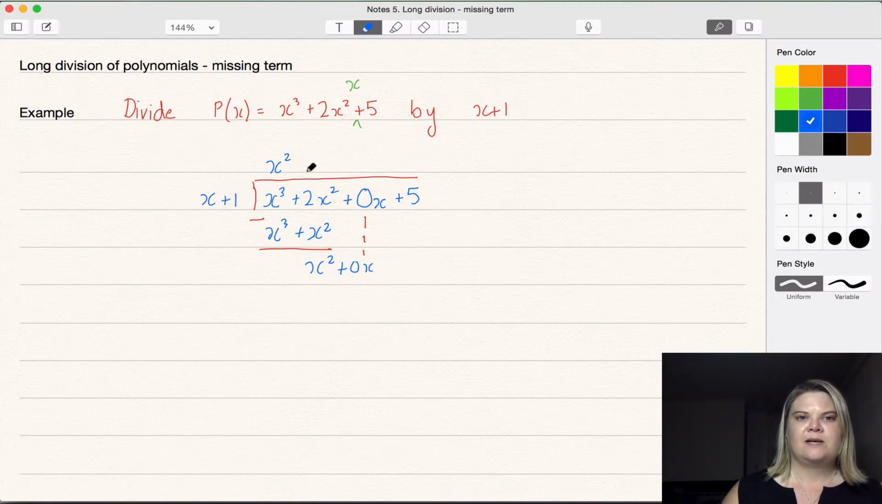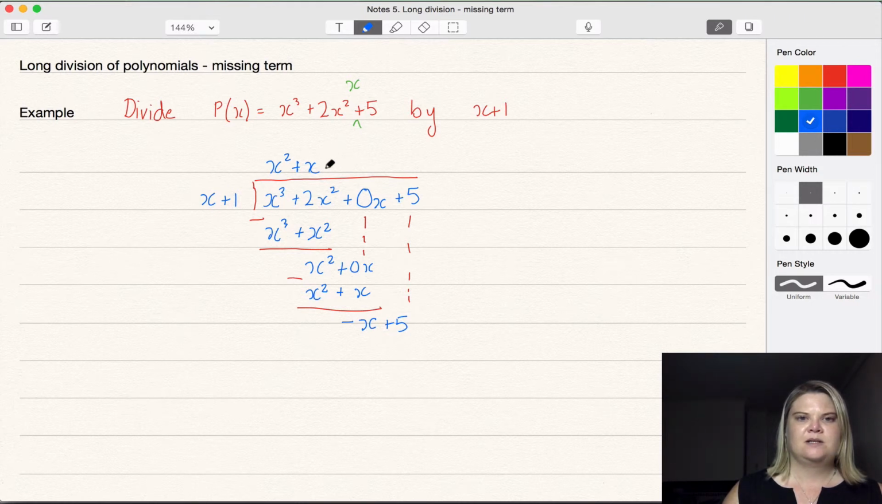x squared divided by x is x. x times x is x squared. x times 1 is x. Draw a line. Subtract. 0. 0 take away 1 is negative 1. Bring down the next term, plus 5.